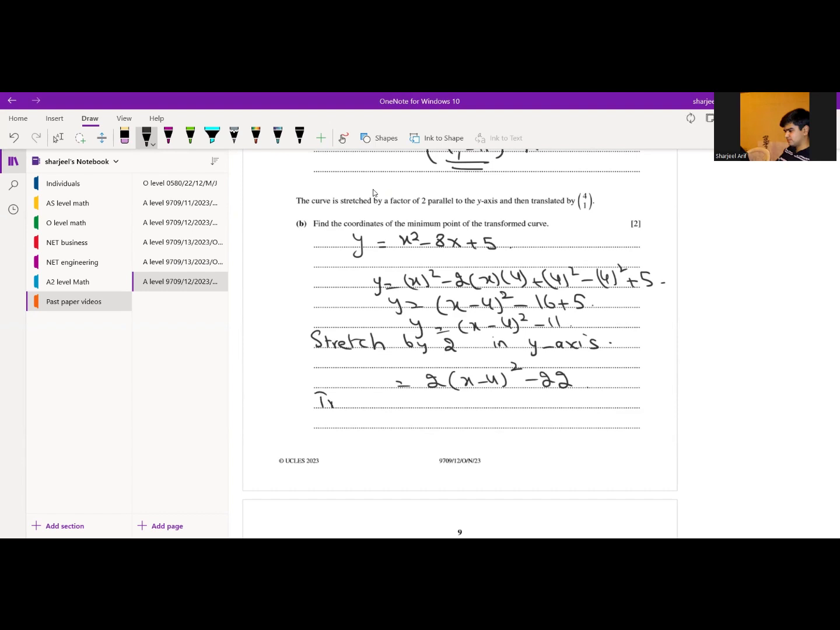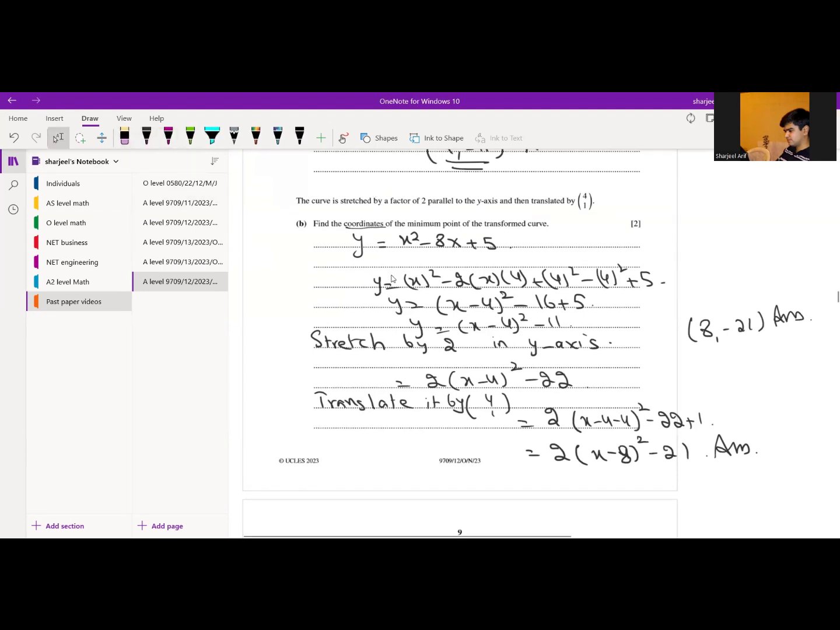And then we have to translate it by 4, 1. So we will get 2 into x minus 4 whole square minus 22 plus 1. So after translation, the answer will be 2 into x minus 8 whole square minus 21. That would be our final answer. We have to find the coordinates. So your answer should be in this format: 8, minus 21. That would be your answer.